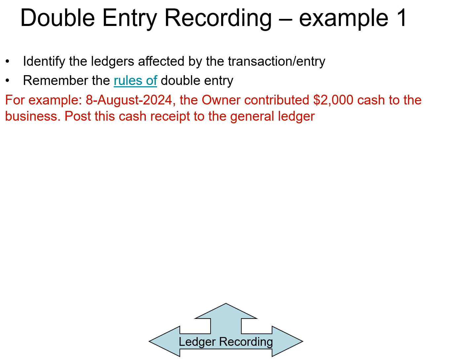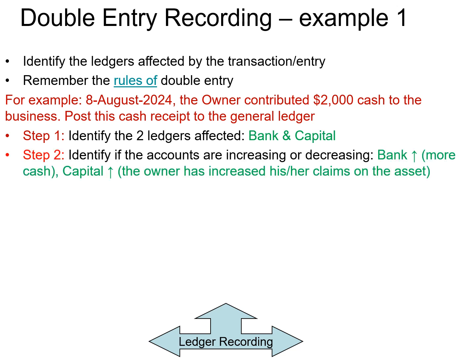All right, so let's have a look at another example, and we're going to take this step by step. So we've got the owner has contributed $2,000 worth of cash, and we have to post that to the general ledger, plural for ledger accounts. Step one, we work out the two ledger accounts affected. Whenever we have a cash transaction, one of the accounts will be bank. And where has that cash come from? It's come from the owner. So because of the entity assumption, the other account affected is our capital.